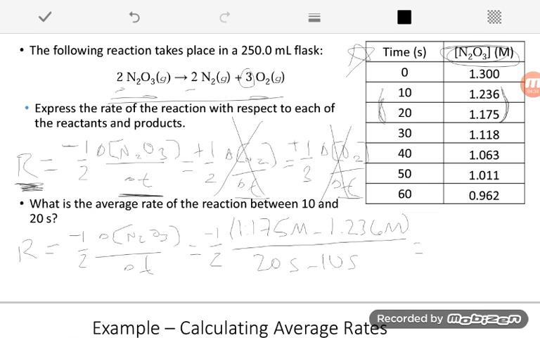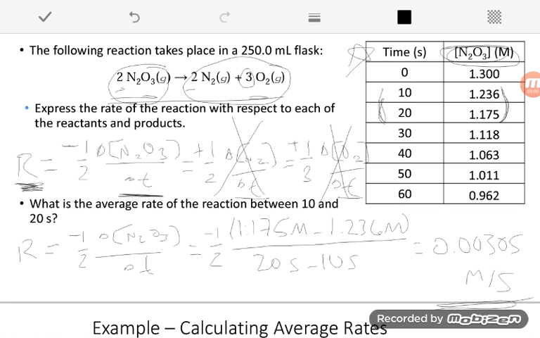And now I just plug that whole thing into my calculator, and I find that my rate is 0.00305, and I keep units, molar per second. I always want to include my units on that. So the average rate at which 2 of these N2O3 molecules are converted into 2 nitrogens and 3 oxygens is 0.00305 molar per second. That's the rate of the overall reaction.